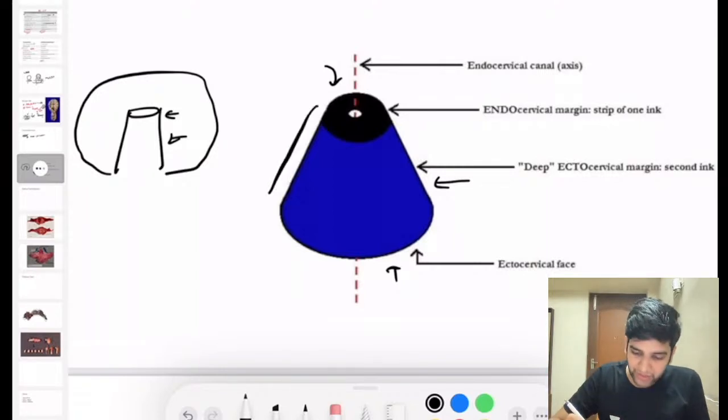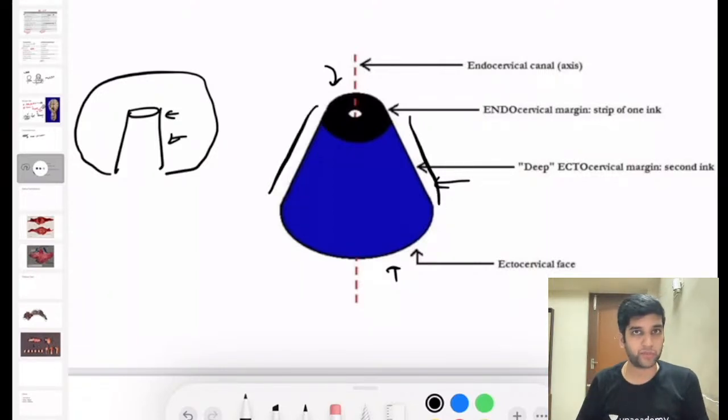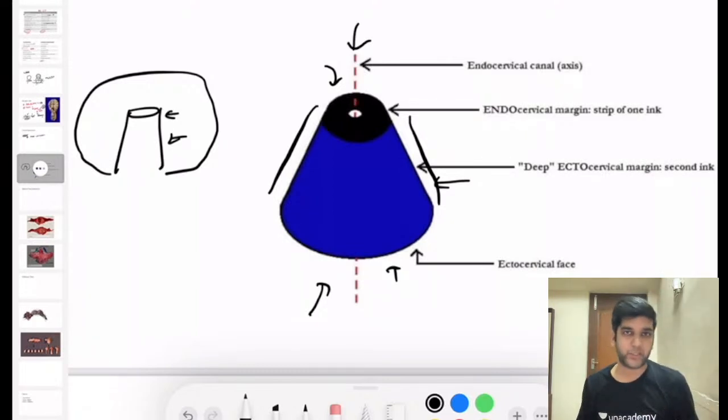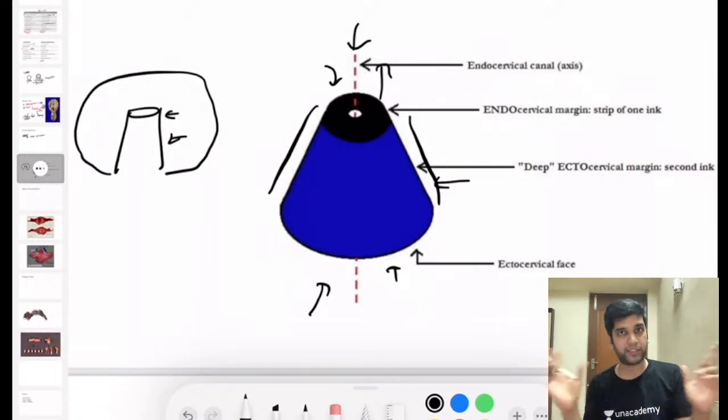So this margin and this margin is more important for me than my topmost and bottommost. Ectocervical margin is not important for me. Endocervical margin might be important because that might extend up as well. Fine. But what is more important is the lateral surface, because since I'm looking for a cervical carcinoma, I don't expect it to grow here.